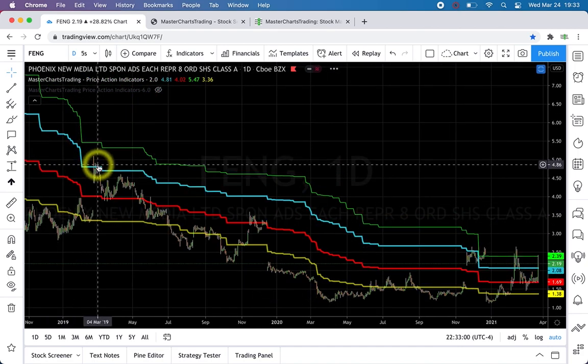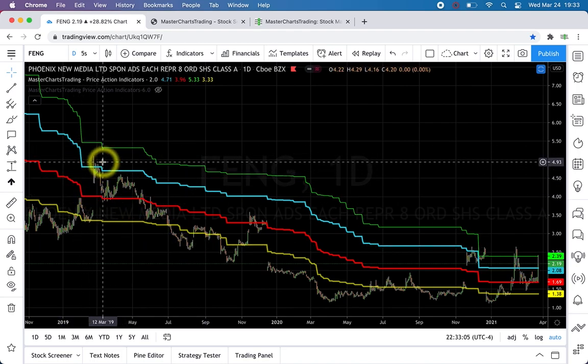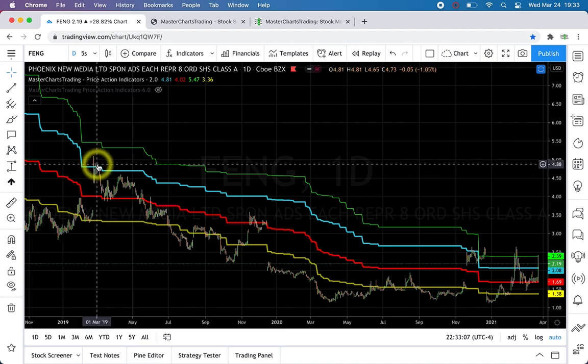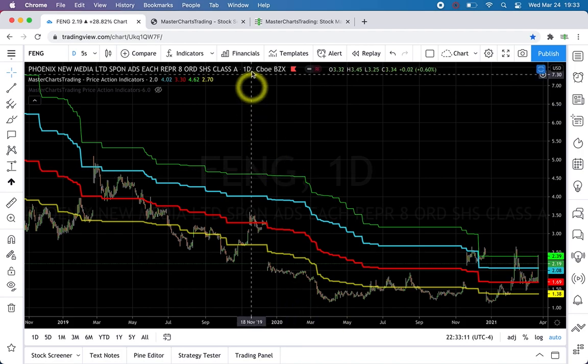You see, because it's been oversold. Last time it was in an uptrend was when it was above the blue line here in March of last year. So this is a very interesting pattern to me. Okay, so this is how I use this interface.